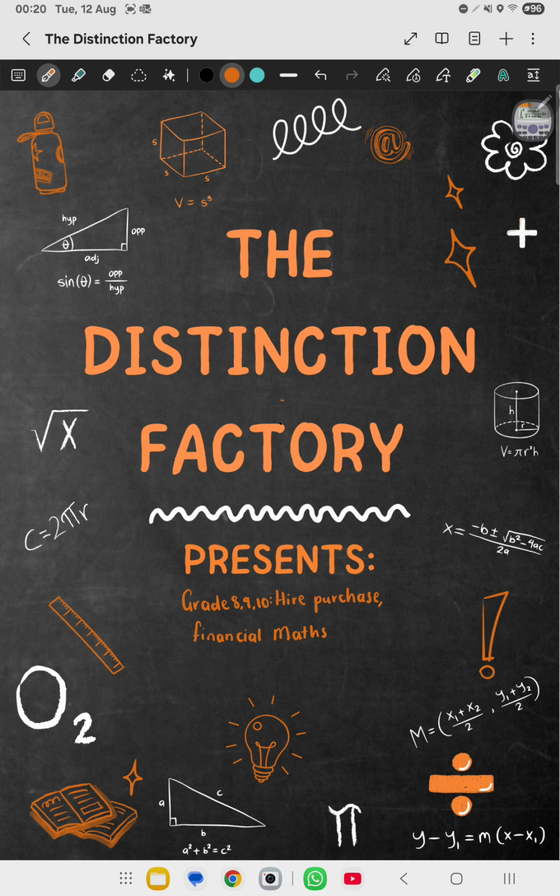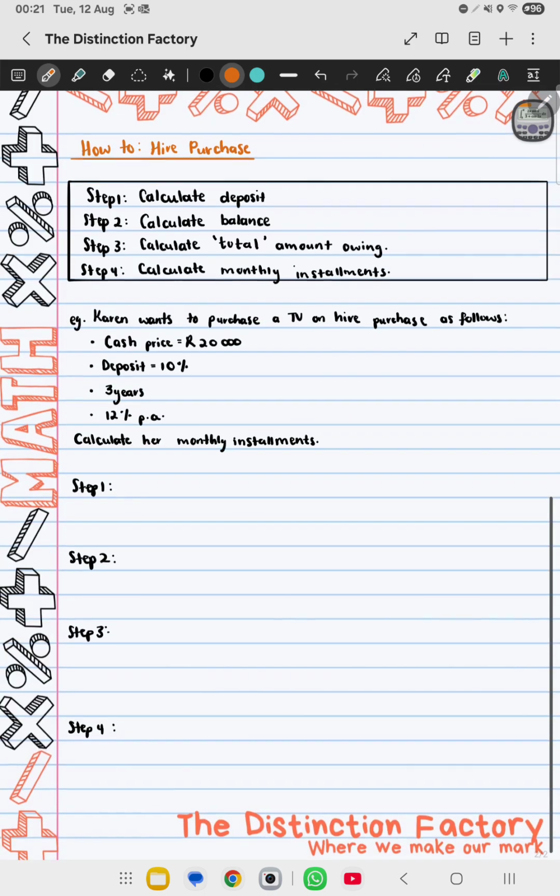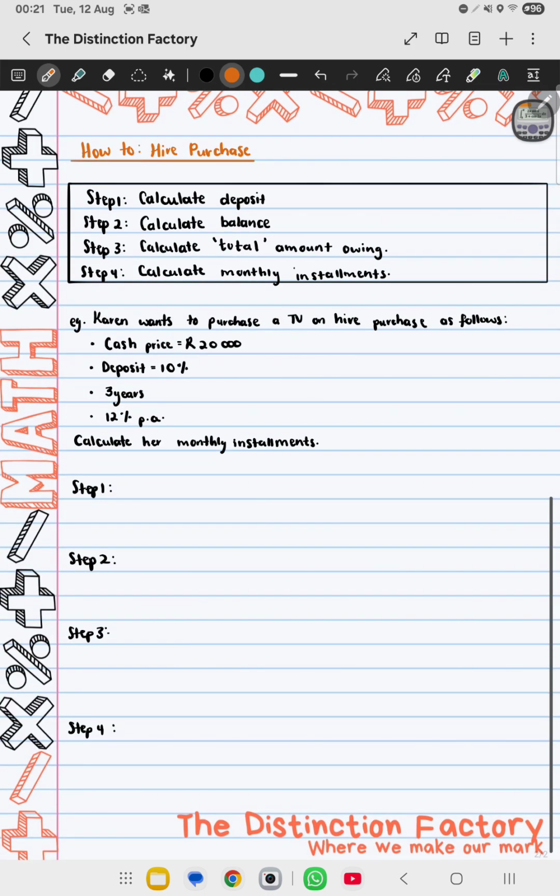Today we are going to be tackling some financial maths, hire purchase questions which apply to grade 8s, 9s and 10s, and this is just an introduction to it. Down here we've got our 4 steps on how to tackle a hire purchase question. These are the baseline steps, and there might be a few things thrown in like insurance, but we can tackle that at a later stage.